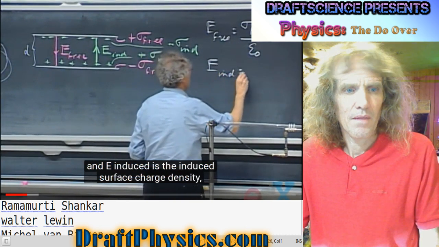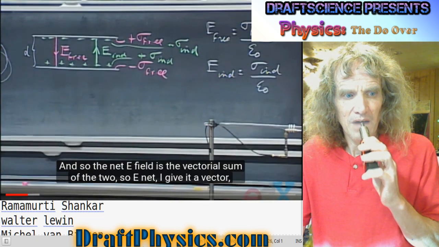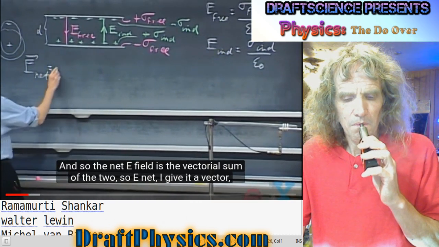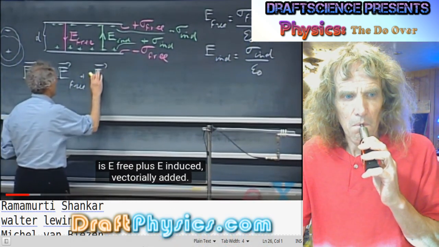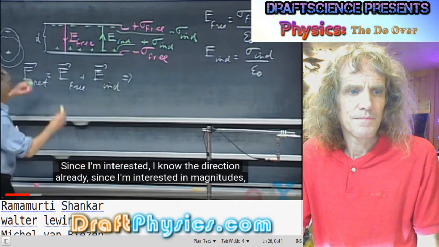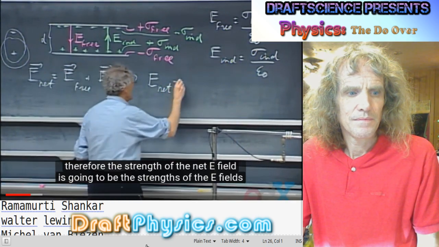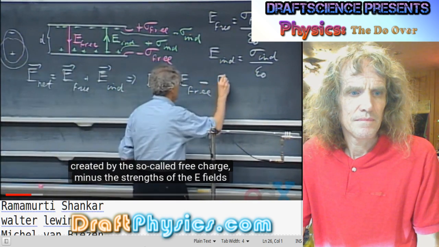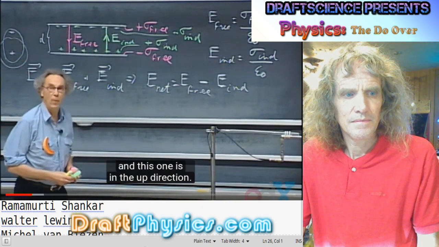And E induced is the induced surface charge density divided by epsilon 0. And so the net E field is the vectorial sum of the two. So E net, I give it a vector, is E free plus E induced, vectorially added. Since I know the direction already, and I'm interested in magnitudes, the strength of the net E field is going to be the strength of the E field created by the so-called free charge minus the strength of the E field created by the induced charge. Minus because this E vector is down and this one is in the up direction.